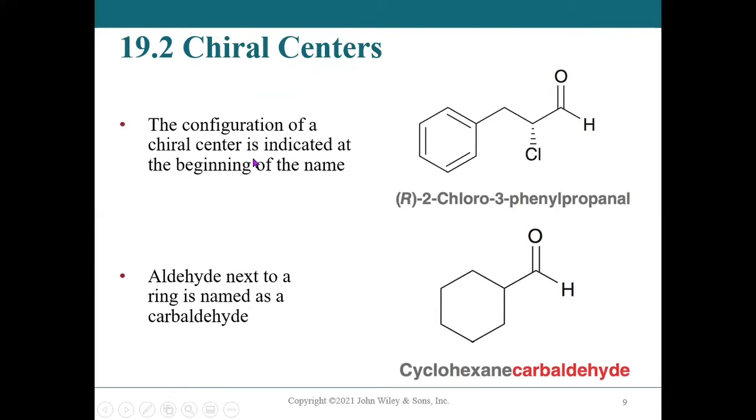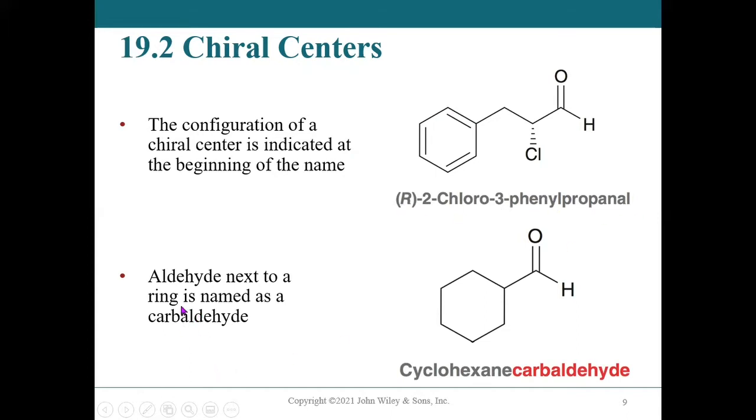The configuration of a chiral center is indicated at the beginning of the name. So for example, R, referring to the R configuration, and then 2-chloro, 3-phenyl, so 2 and 3. So at 2 we have chloro, at 3 we have the benzene ring, which is the phenyl, and the longest chain is 1, 2, 3, so propanone. Altogether will be this name.